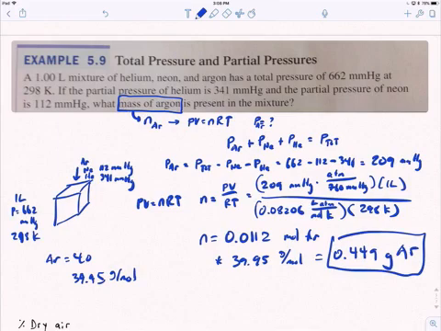Okay. Recap. We have three gases, helium, neon, and argon, in a 1 liter vessel. Total pressure 662 millimeters of mercury, 298 Kelvin. We know the pressure of neon and the pressure of helium. We know the total pressure. We want to figure out what the mass of argon is in grams. So what we do is we figure out the pressure of argon by taking the total pressure minus the other two gases. And then from that pressure, we can find the number of moles of argon, multiply by 40 grams per mole to get 0.449 grams of argon. So, questions with how to do this?